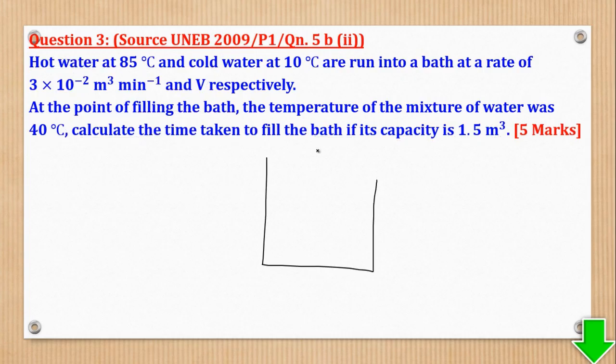So it means that we have a bath, and here we have hot water coming in and cold water coming in. This hot water is initially at 85 degrees Celsius, and this one is initially at 10 degrees Celsius. And when they mix together at thermal equilibrium, it will be 40 degrees Celsius. So hot water will have reduced from 85 to 40, and cold water will have increased from 10 to 40, meaning that heat lost by the hot water will be gained by the cold water.